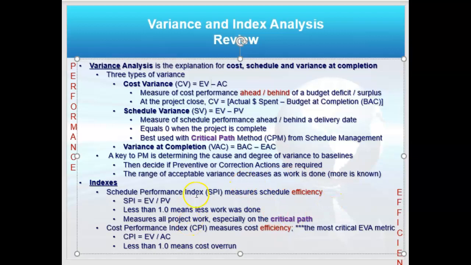Now indices, there are two: the schedule performance index. Again, the performance index is a measure of efficiency, and the cost performance index. Again, they both start with EV first, but it's an index, so it's division. For the schedule, you divide it by the planned value. For the cost, you divide it by the actual costs.